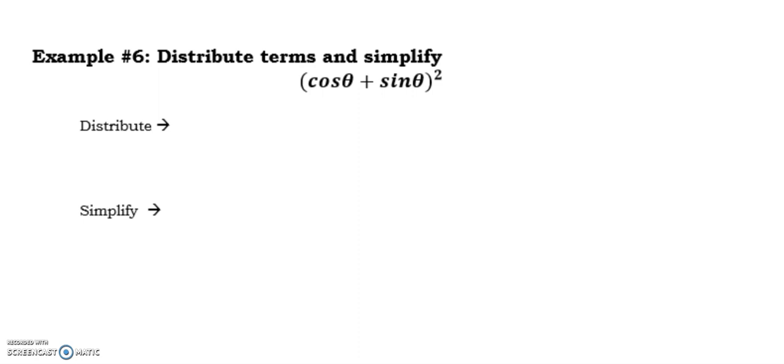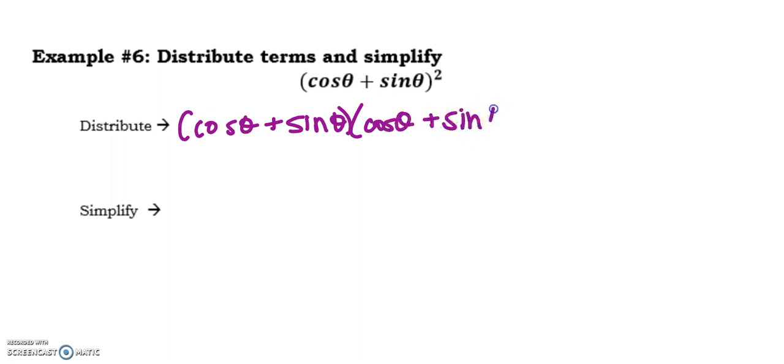So example 6 says to distribute the terms and simplify. If I take the cosine plus sine and square it, that is not the same as cosine squared plus sine squared, unfortunately. What that means is you're going to take cosine of theta plus sine of theta, and you are going to multiply it by itself. Then distributing, sometimes called foiling as a little acronym to remember things, we're going to take cosine times cosine, which will become cosine squared.